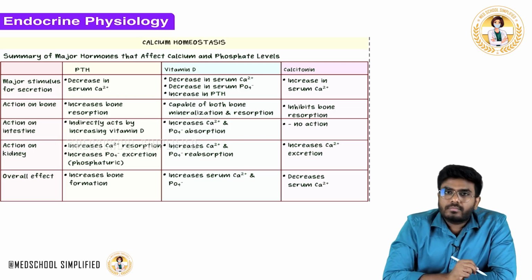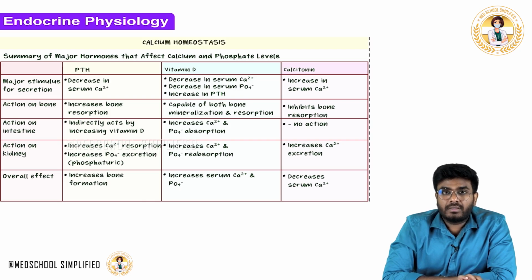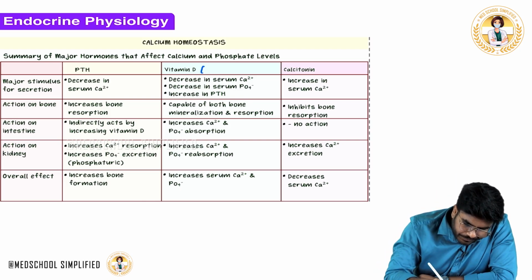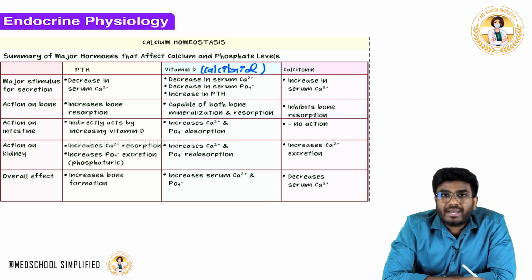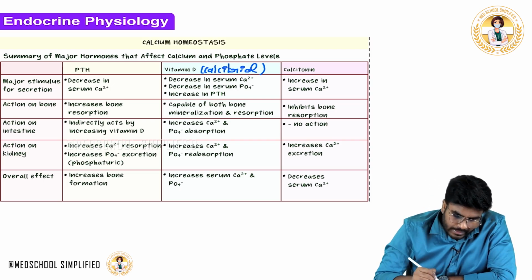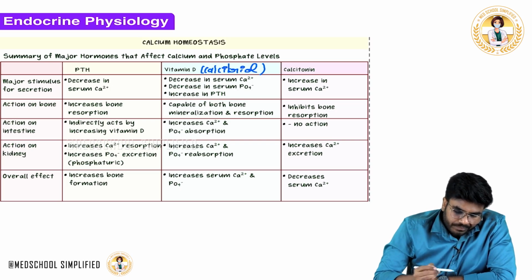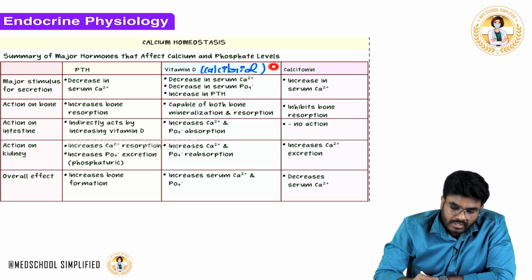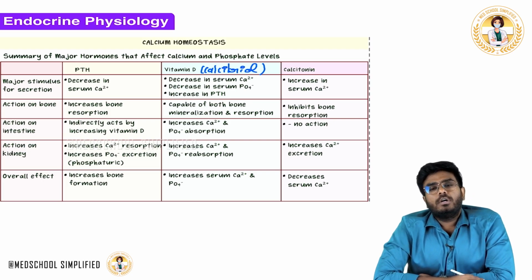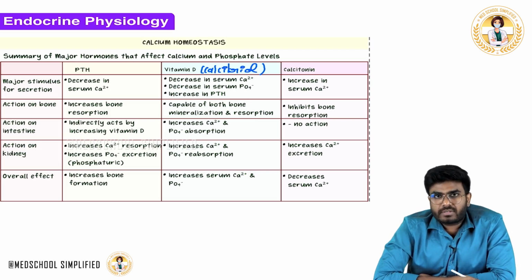So parathyroid hormone, PTH, and vitamin D, that is calcitriol. The other name of vitamin D is calcitriol. Let me write it down here. C-A-L-C-I-T-R-I-O-L, calcitriol, which is also called 1,25-dihydroxycholecalciferol. Now, apart from these two hormones, there is also one more hormone called calcitonin. Calcitonin also is involved in the maintenance of the blood calcium levels.